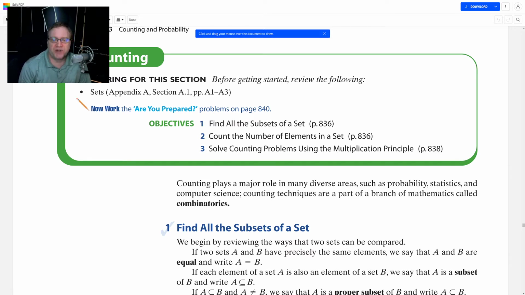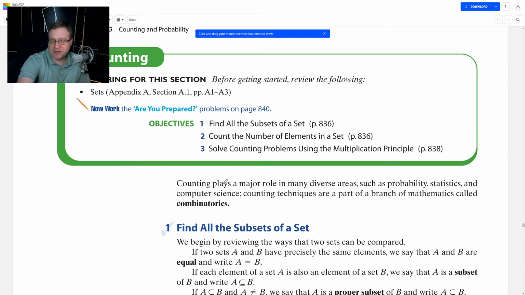In this chapter, we're going to be talking about counting, probability, and we might get into a little bit of statistics, very simple statistics. All right. I'm not sure yet. It depends how fast we go. But the first thing we're going to talk about is counting.